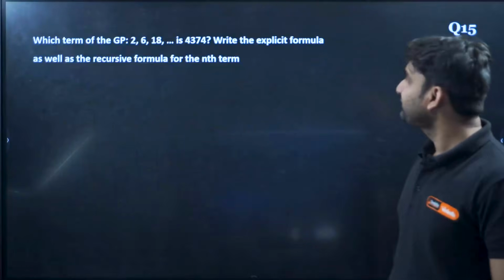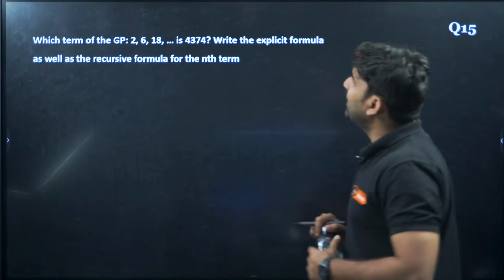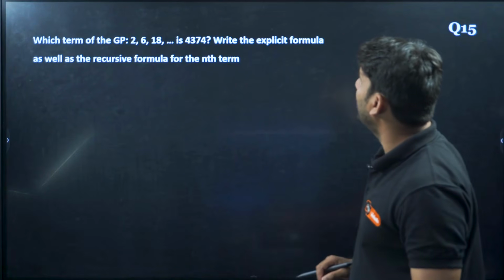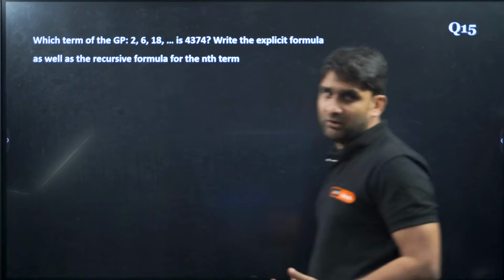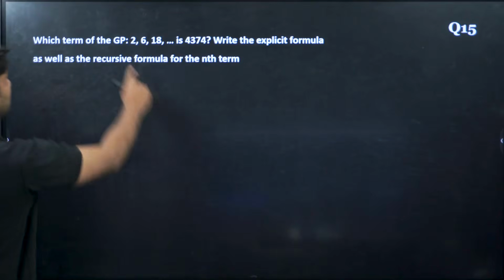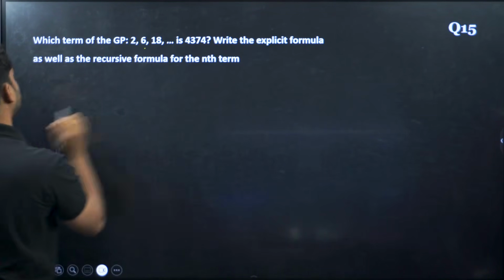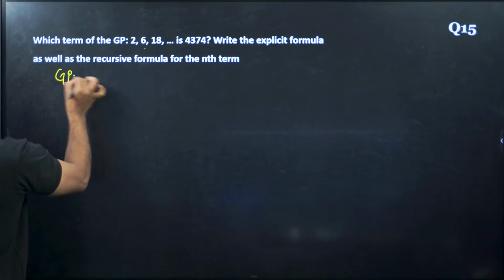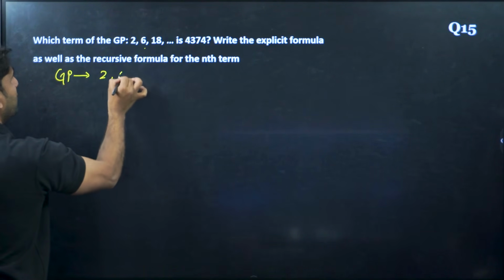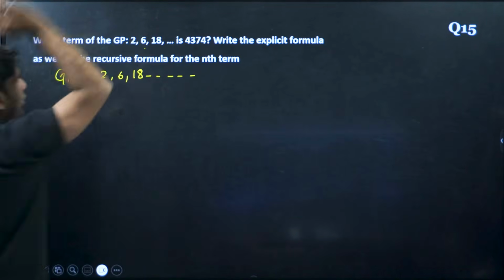Moving ahead, next question. Which term of the GP is 4374? Write the explicit formula as well as the recursive formula. Very easy here, bro. Look at the question. So we have a GP. Yeah, this is obviously a GP. 2 3s are 6, 6 3s are 18. So this is a GP. Where is the GP? 2, 6, 18 and so on.